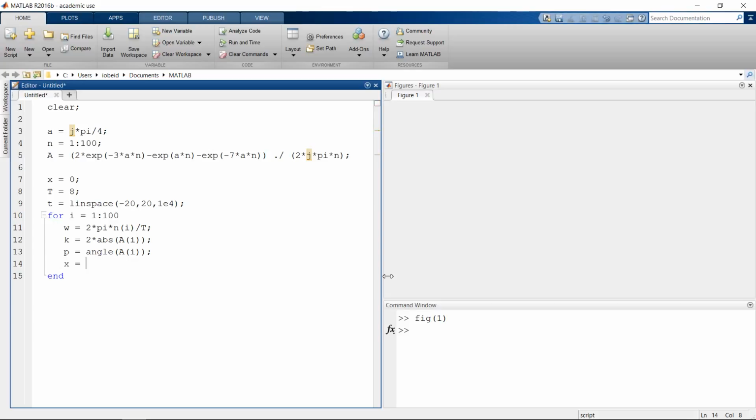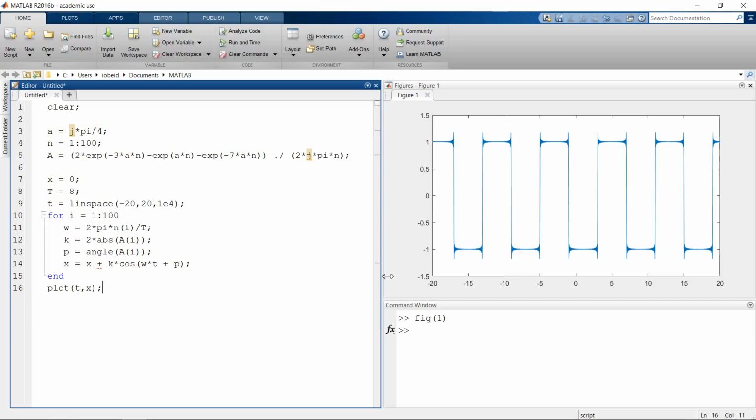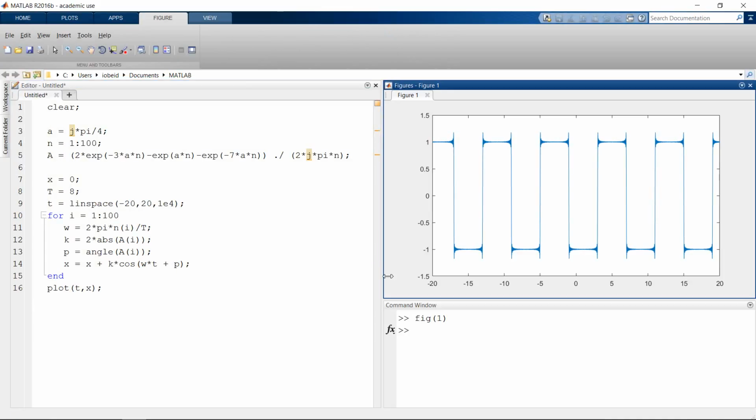And now I can make my cosine. So x equals, I want to make a running sum: take whatever my existing value of x is, and add into that k times cosine of omega t plus phase, and plot the result, t comma x. Bang! Look at that. Okay, right on the money.